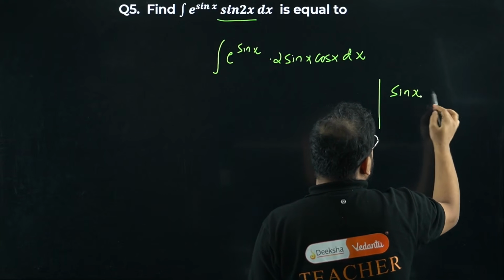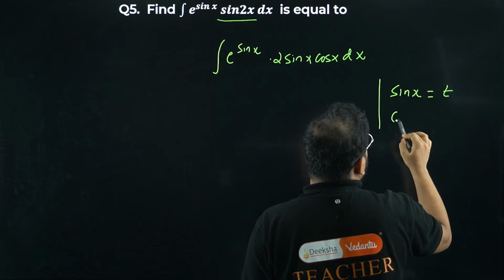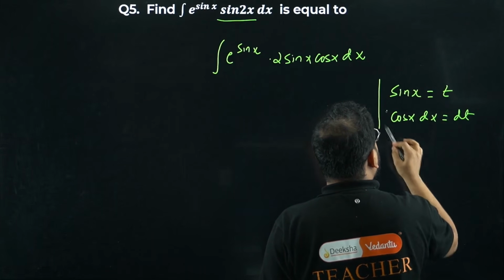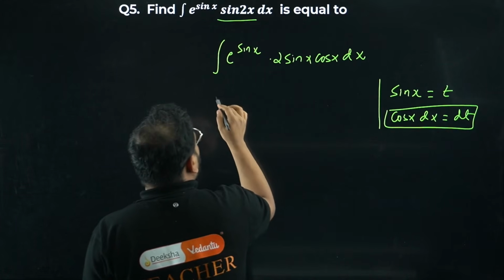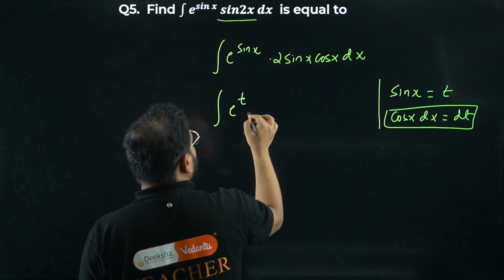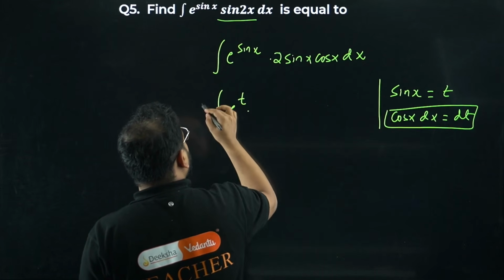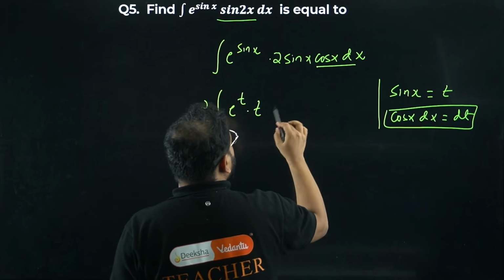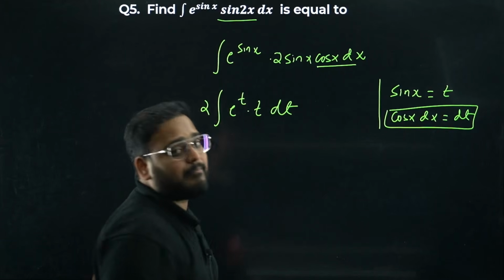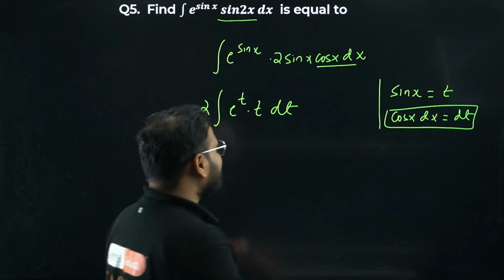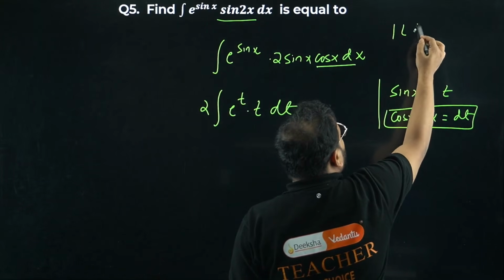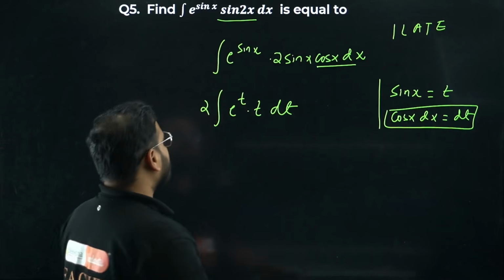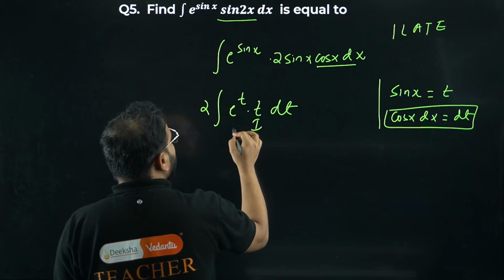Substitution will come, right? Sin x equals t, differentiate now. So cos x dx equals dt. Let's use it now. What I'm getting is e power t, 2 is a constant, keep it outside, times t, and this will become simply dt. Now I'll use by parts. I let is the preference order. Last is the exponential function. So keep this as function number 1, and this function number 2.